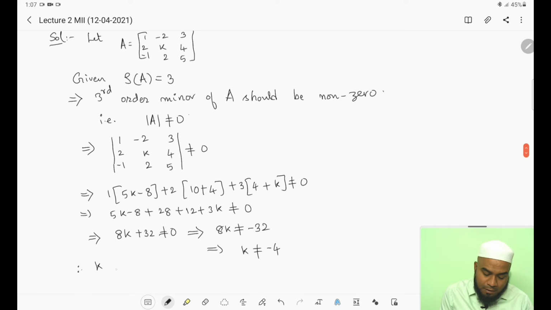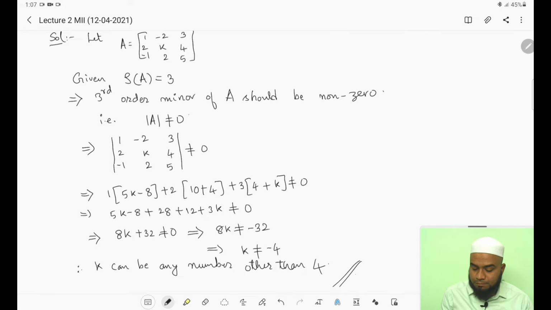Therefore, what can we write here? k can be any real number other than minus 4, right? If you see these two problems carefully, when the rank of a matrix is given to be 3, we have to take the third order minor as non-zero, and if the rank of a matrix is given to be 2, then we have to take the third order minor to be 0 and evaluate the value which is not given, the value which we are asked to evaluate.